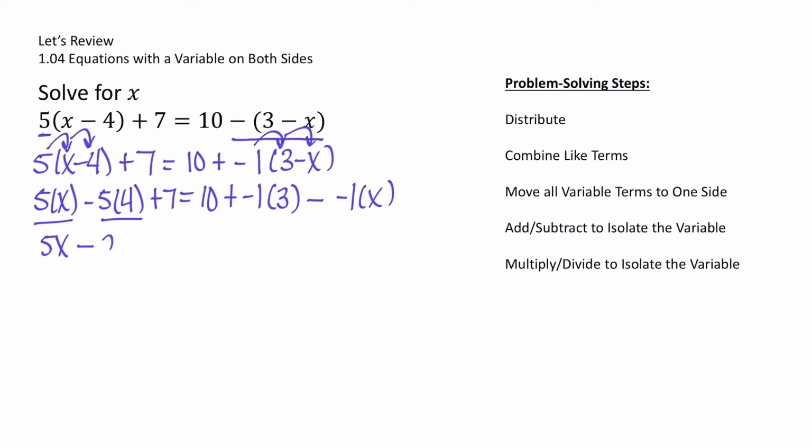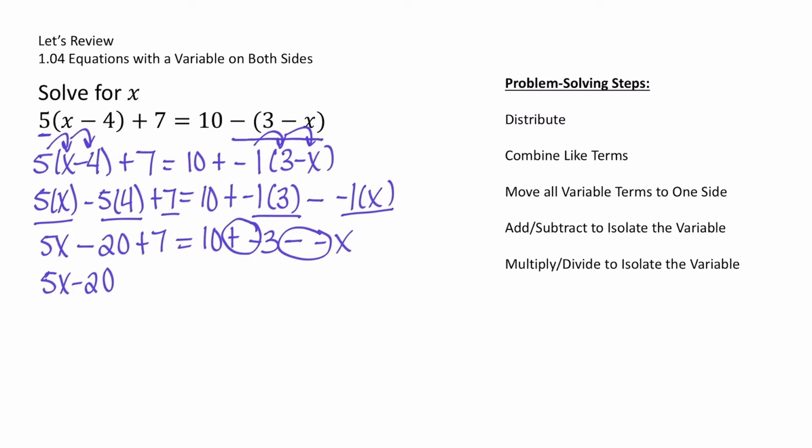Minus 5 times 4 is 20, and then we have plus 7. That equals 10 plus negative 1 times 3 is negative 3, minus negative 1 times x is negative x. So now in this problem, I have a lot of double signs that I'm going to go ahead and combine. So I have a plus negative, and then I have a minus negative. So this is going to give me 5x minus 20 plus 7 equals 10 minus 3. Minus negative is going to become plus, so I have plus x.